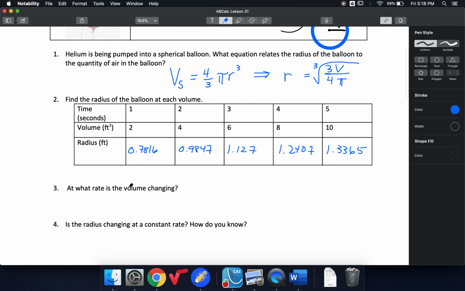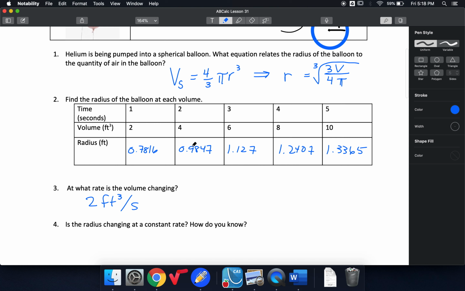Okay, so now we want to know what rate the volume is changing. Well, I can see that every second the volume is increasing by 2 cubic feet. So I can say 2 feet cubed per second. Now, is the radius changing at a constant rate?